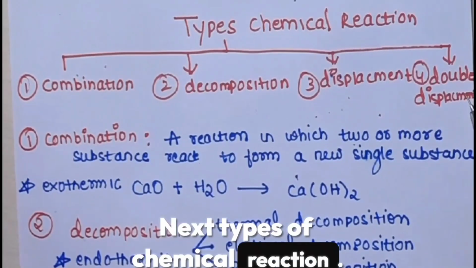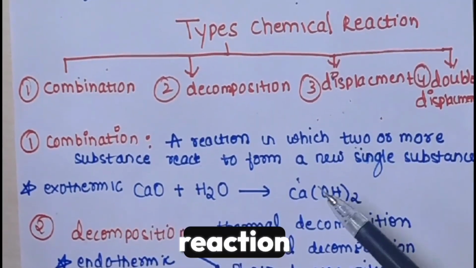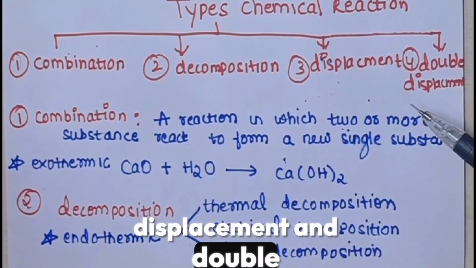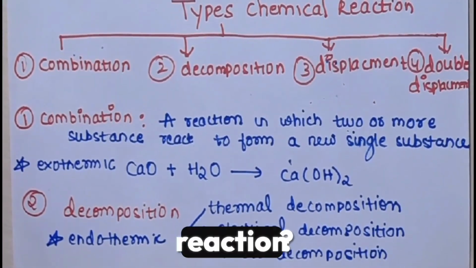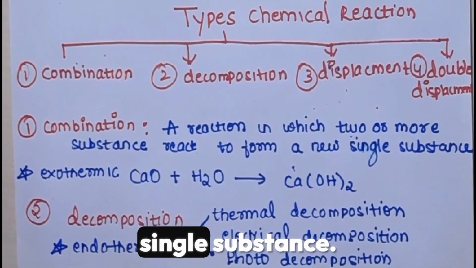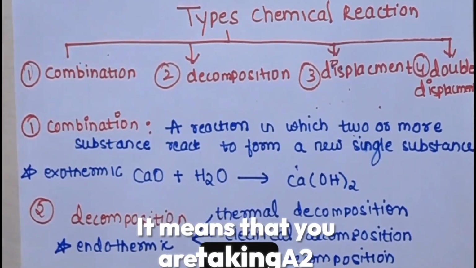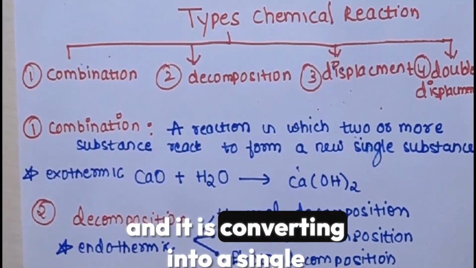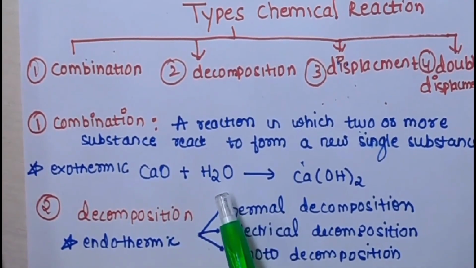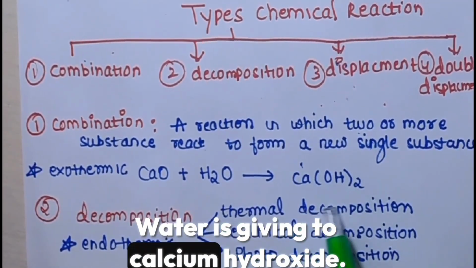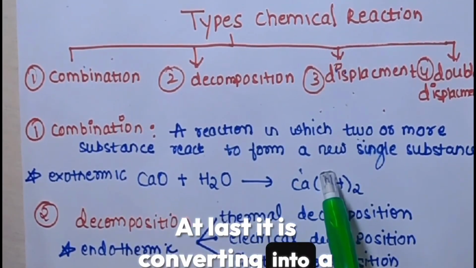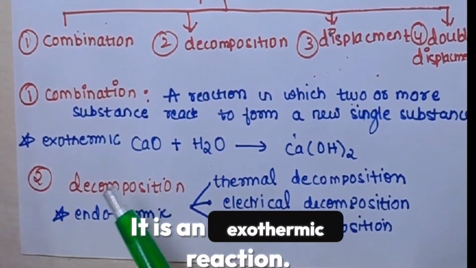Next, types of chemical reaction. We have 4 types of chemical reaction: combination, decomposition, displacement and double displacement. What is a combination reaction? A reaction in which 2 or more substances react to form a new single substance. It means that you are taking 2 substances and converting them into a single substance. Here we have an example: calcium oxide plus water gives calcium hydroxide. See, here we had 2 substances. At last it is converting into a single substance. It is an exothermic reaction.